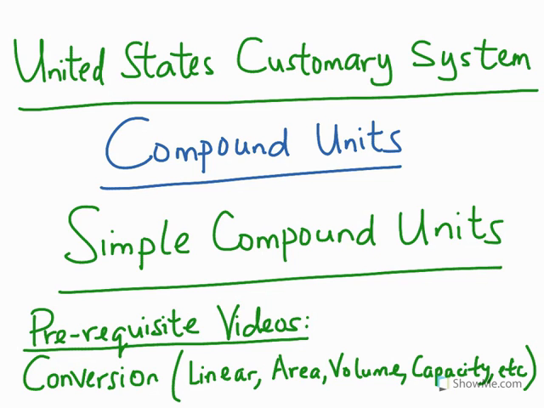And why are we learning this? We are learning it because we use it in life. We talk about speed, so miles per hour. We talk about pressure. This is something we use always in our basic real world activities. So we are going to learn how to convert from one compound unit to another compound unit. In this video, we are going to focus more on the simple compound units. What do I mean by the simple compound units?